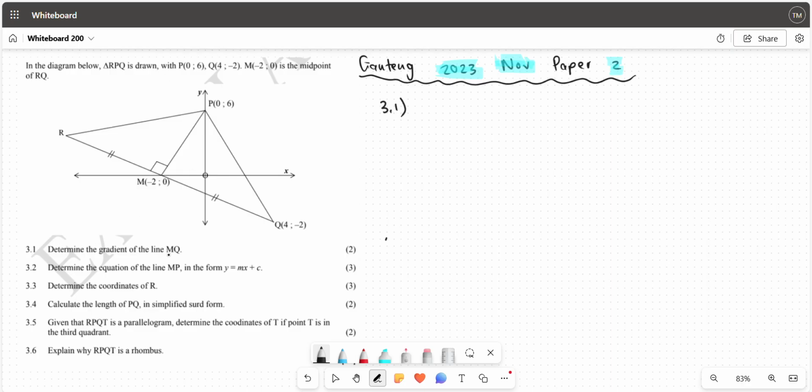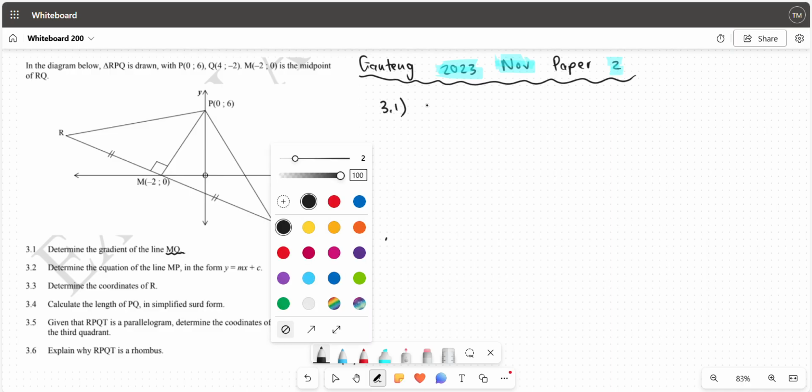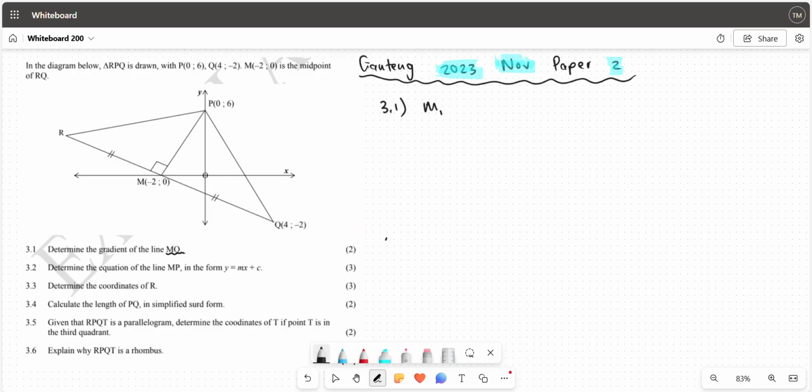The first question we're asked to calculate the gradient of MQ. So the gradient, I usually just indicate it with a small letter m. The gradient of MQ is equal to y2 minus y1 over x2 minus x1. So where's my M? There's my M. I'm going to call this number 1. Where's my Q? There's my Q. I'm going to call this number 2.